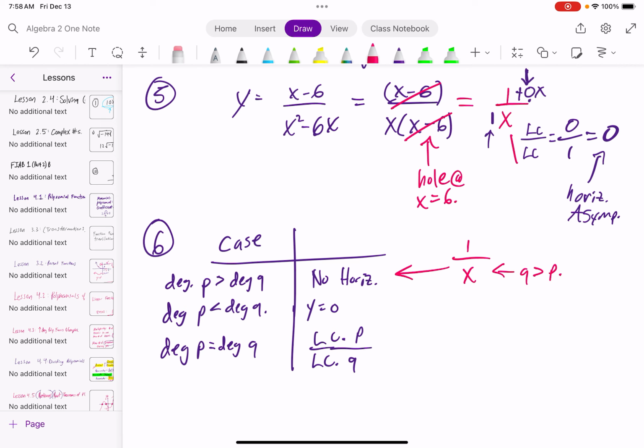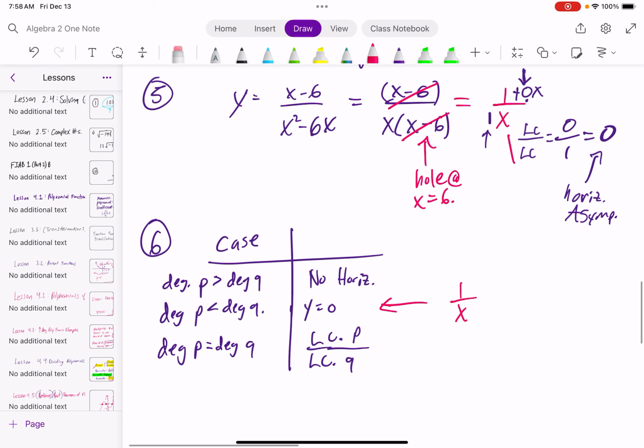Oh my gosh, did I just say that wrong? All right, again, Q is bigger than P. It's right here. Sorry, I'm kind of off today.